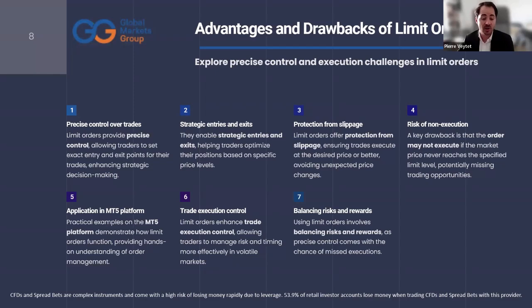Plan entries and exits before you click, and journal. Note the order type, the why, and the outcome. That's how you turn experience into edge. Process first, PNL second, right? So today's takeaway is order types are tools. Basically, use the right one for the job and they'll protect your capital and boost confidence. And from day one, risk management isn't optional.